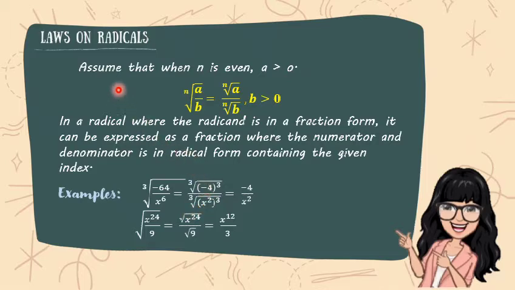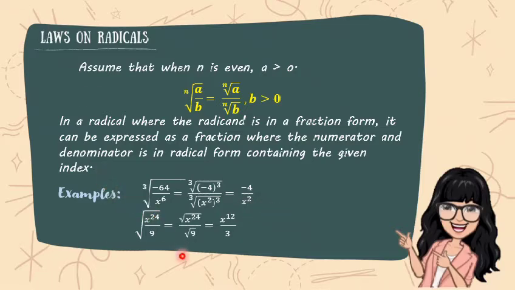Now, applying the first law on radicals, your index and your exponent are the same. So our answer here will be the radicand. So we will have negative 4. And again here, our index and our exponent are just the same, so we will have the radicand. Our radicand here is x squared. So our final answer would be negative 4 divided by x squared. So this will be our final answer unless we can still simplify this. But unfortunately, we cannot simplify this one, so it's negative 4 divided by x squared.